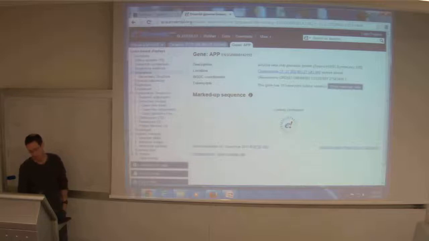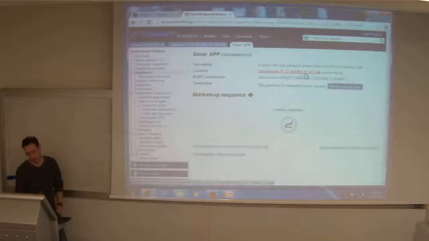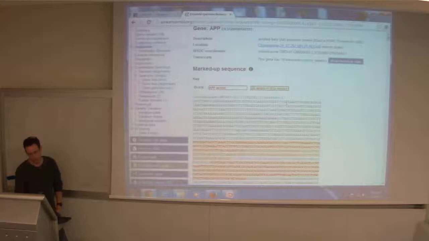This is the address of the gene. It's located on chromosome 21 from base pairs blah blah to base pairs blah blah on the reverse strand. So this is the sequence of the human APP. The convention is that exons of the APP gene are marked with red, and sometimes there is some overlap with other exons in this region, so they will be with this orange triangle, the rectangle.